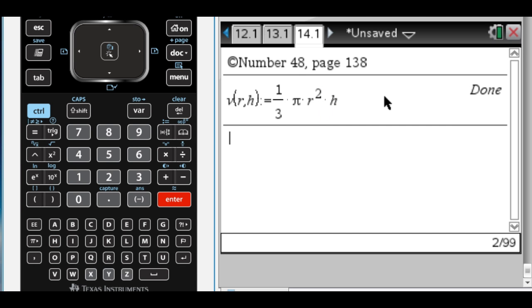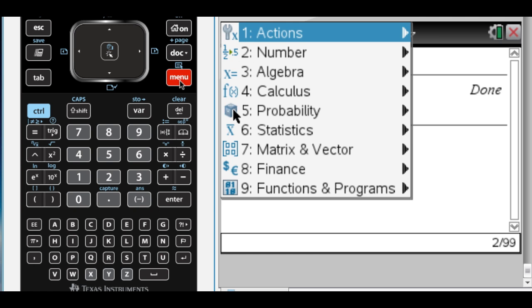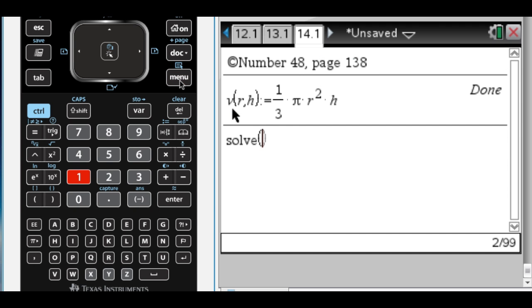All right, so this question says, the height of a right circular cone is decreased by 8%. By what percent must the radius decrease so that the volume decreases by 15%? So I'm actually just going to use solve on this. So menu 3-1. All right, and let's just assume, because there's percents involved, let's assume that everything started at 100. So if the height is decreased by 8% and the radius is going to be decreased by some percent, I'm going to say that this is the case.